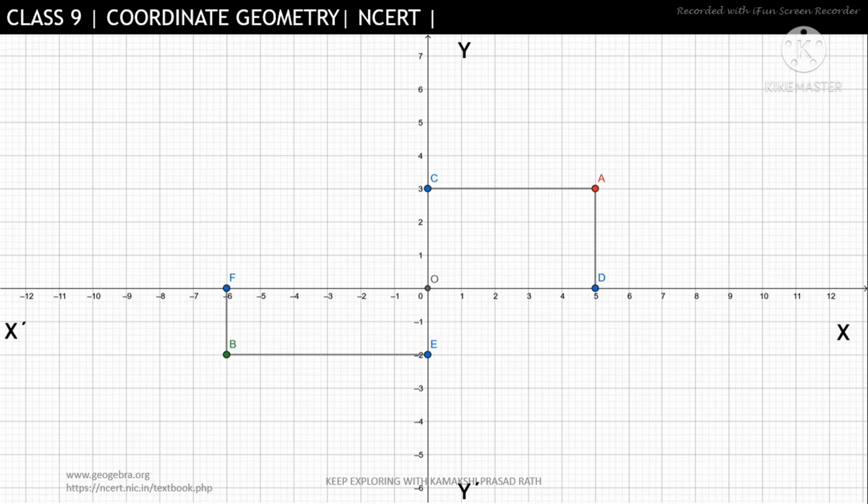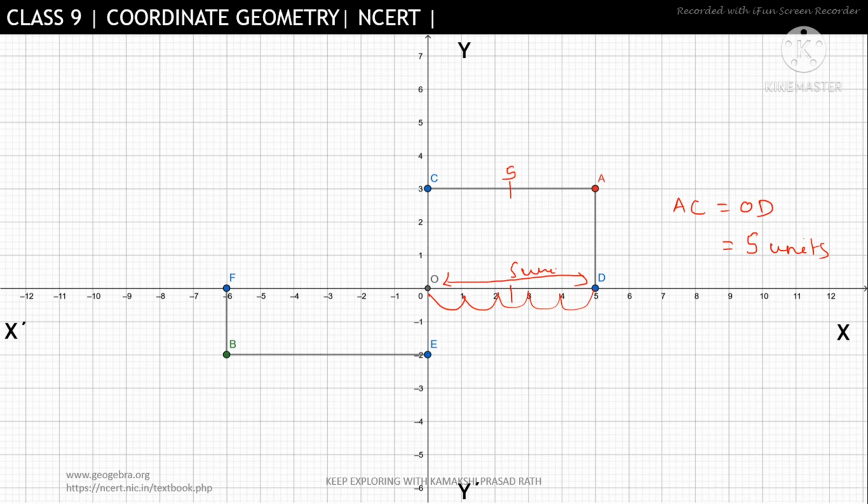Now you can see here ACOD forms a rectangle. So here I can say AC will be equal to OD. As you can see here, AC and OD are opposite sides, so they are equal. Hence AC equals OD equals 5 units. As you can see, the distance from O to D is 5 units: 1, 2, 3, 4, 5 units, right? So since OD is 5, AC will also be 5.